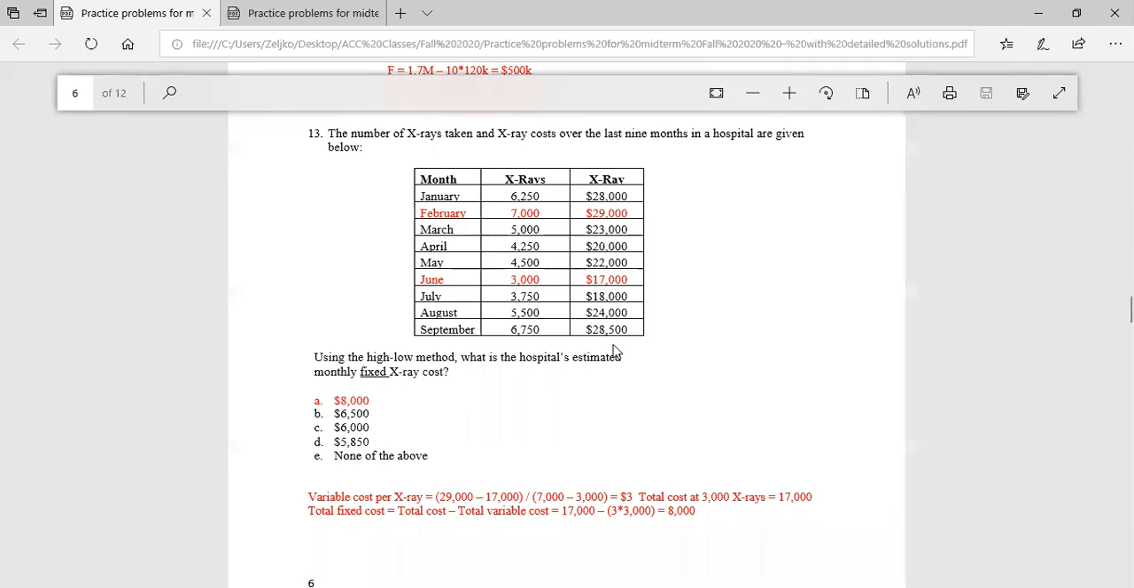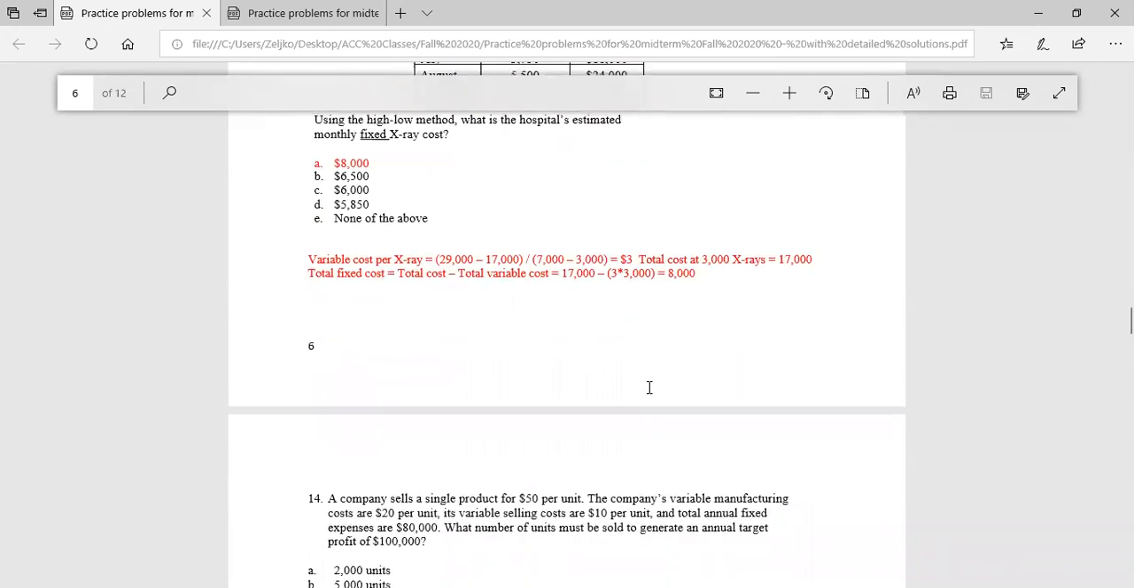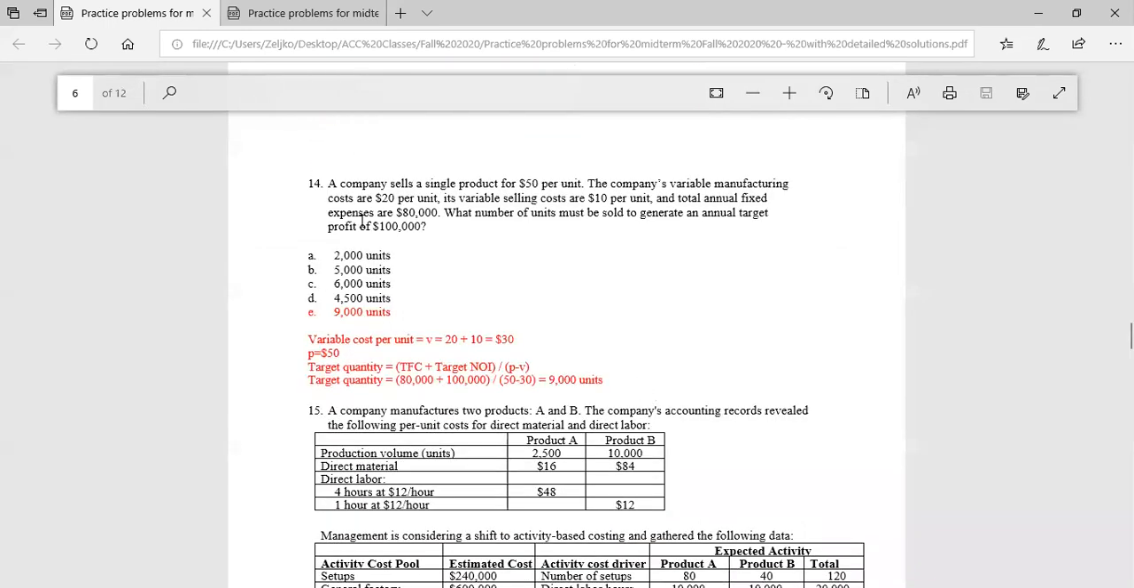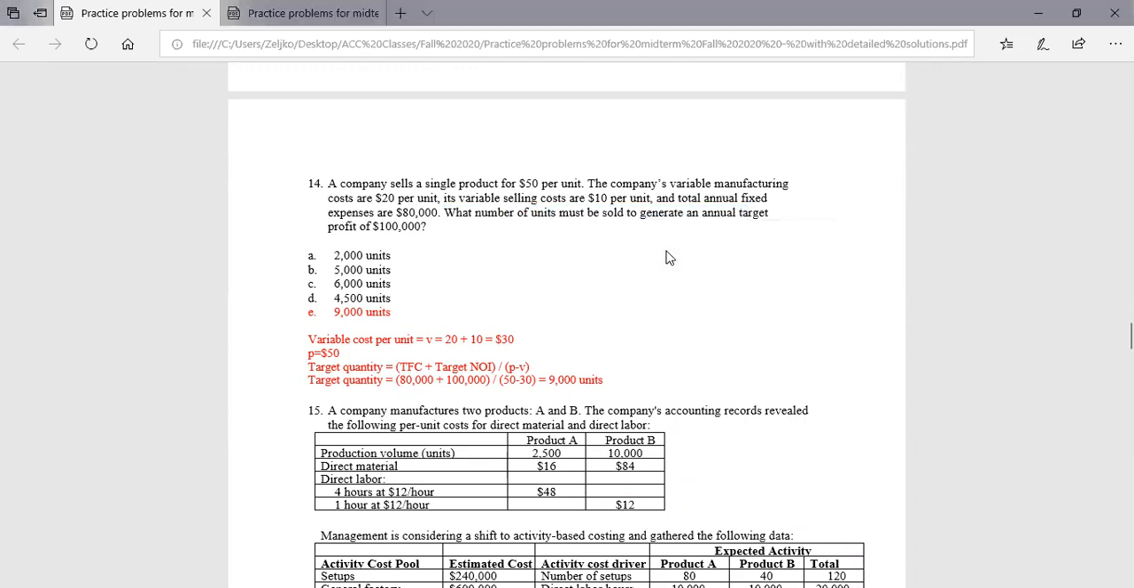Okay, this is basically the same problem, so we don't need to go through this whole thing. You just pick high and low activity, high and low cost, and you go through the same procedure. Question 14: a company sells a single product. Let's see what the question is. What number of units must be sold to generate the target profit? We need contribution margin per unit, or the contribution margin ratio. The easiest way would be to just find contribution margin per unit.